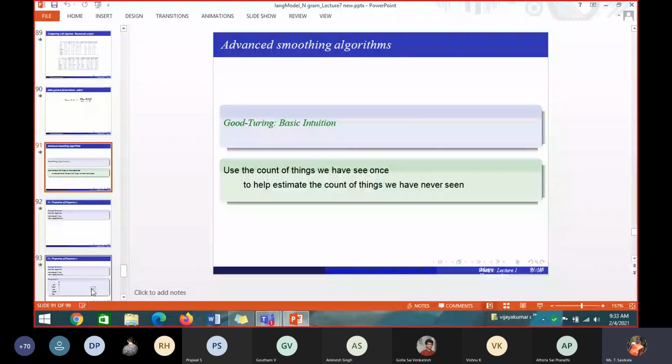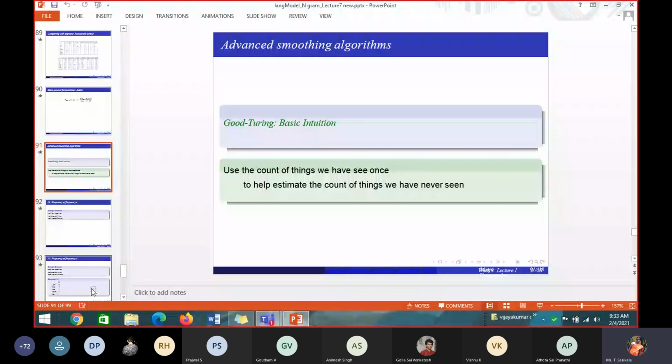So the count of 1 is used to find the count of 0. The count of 2 is used to find the count of 1. So we move to the previous level. The basic idea in Good Turing smoothing is that we use the count of the things that we have seen once. The current situation is used to find the count for the previous situation.